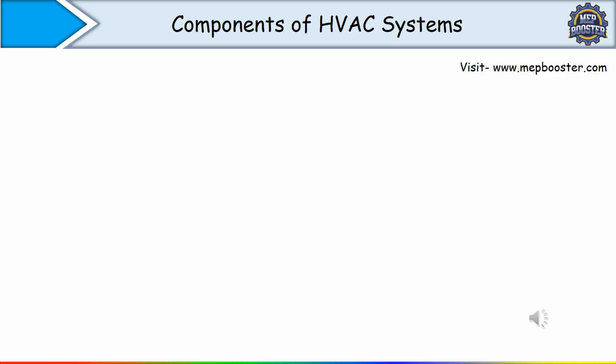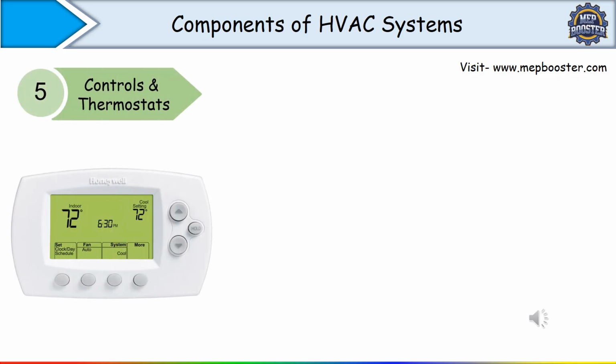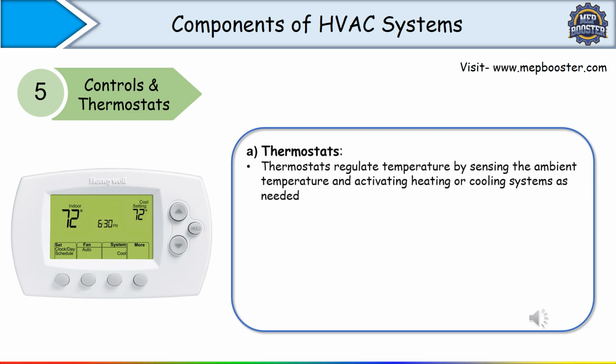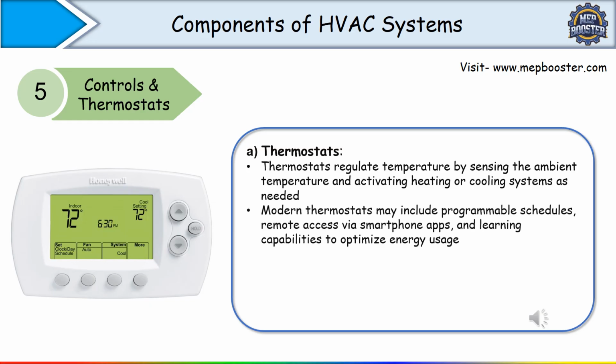Now the next component of the HVAC system is control and thermostat. All of you know what the main purpose of a thermostat is. A thermostat regulates temperature by sensing the ambient temperature and activating the heating or cooling system as needed. Is it clear? Modern thermostats may include programmable schedules, remote access via smartphone apps, and learning capabilities to optimize energy usage.